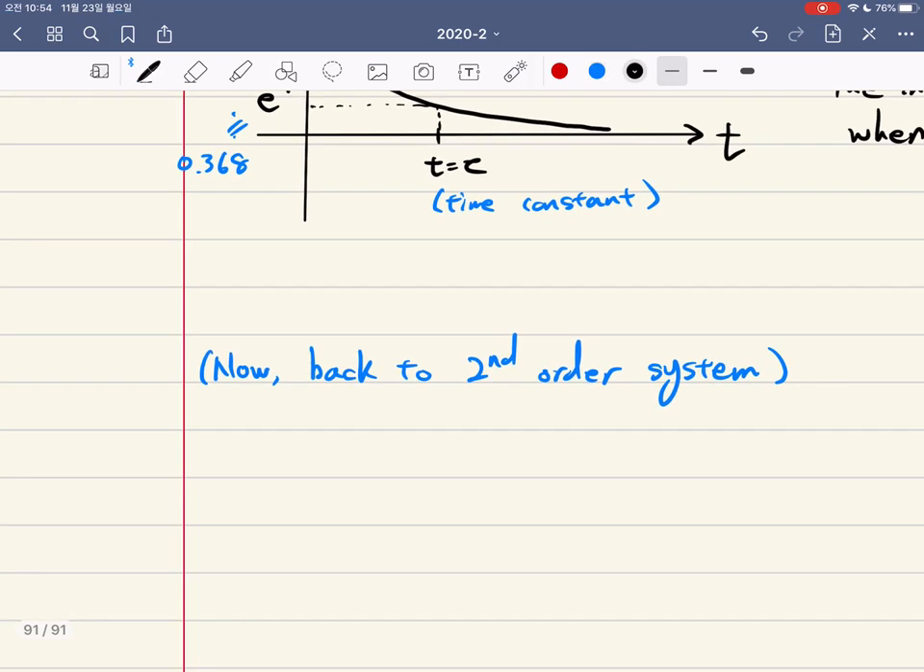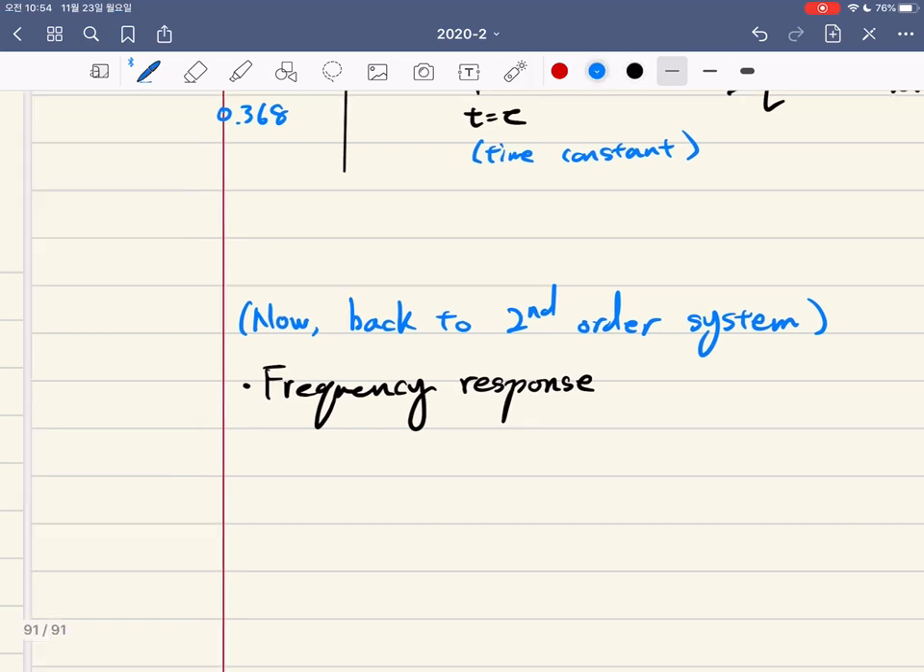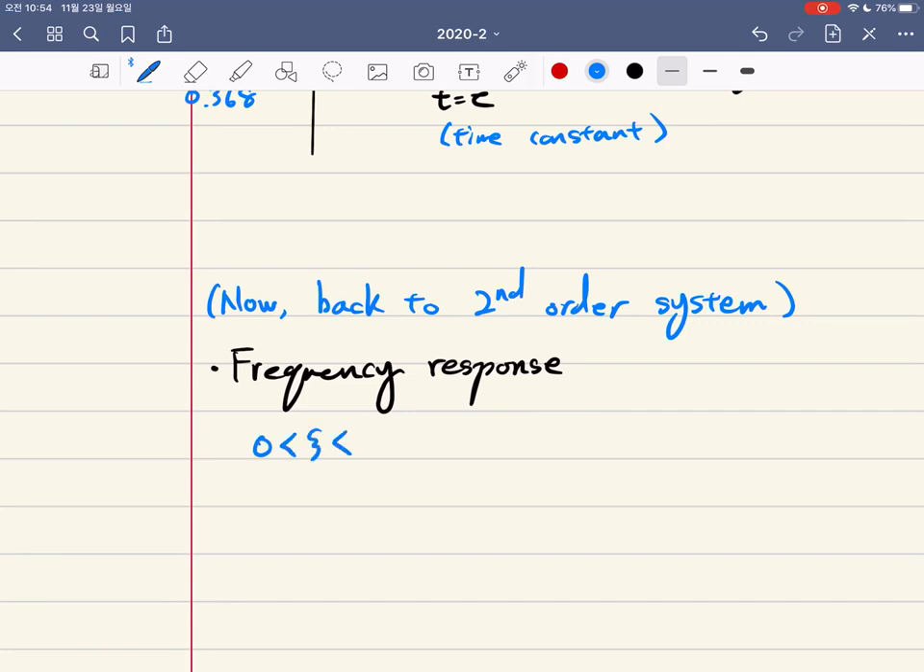So I would like to draw the frequency response that we did during the Fourier transform for our second order system. And we will consider our zeta being smaller than 1.